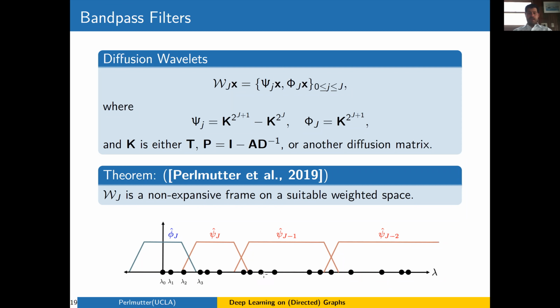We also have some theory, which I proved with my co-authors, building off of some previous work by Gama, Bruna and Ribeiro in the special case where k is equal to t. And you can check that these wavelets are going to be a non-expansive frame if and only if you view the operators on a suitable weighted L2 space.